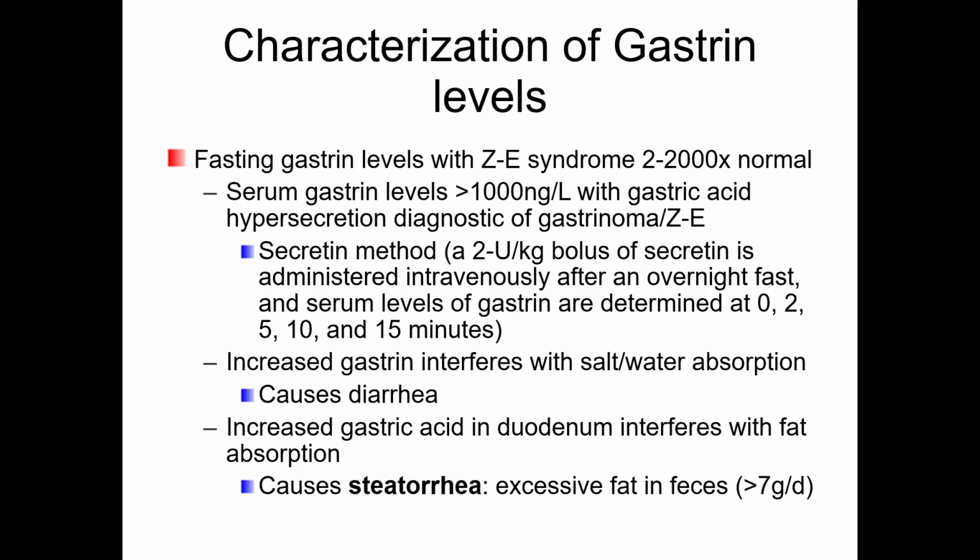Increased gastrin interferes with salt and water absorption, and that causes the diarrhea that's characteristic of ZE syndrome. Increased gastric acid in the duodenum interferes with fat absorption, and that causes steatorrhea. Steatorrhea is excessive fat in the feces. So greater than 7 grams per day is indicative.